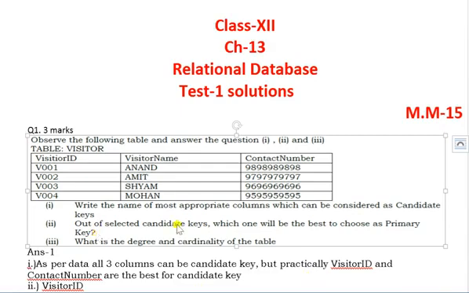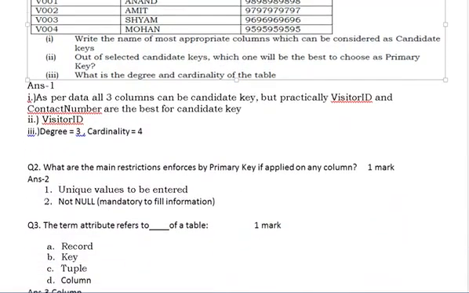Question number 2. Out of selected candidate keys, which one will be the best to choose as primary key? So the answer is visitor ID. Now next question is, what is the degree and cardinality of the table? So the answer is degree is 3 and cardinality is 4.